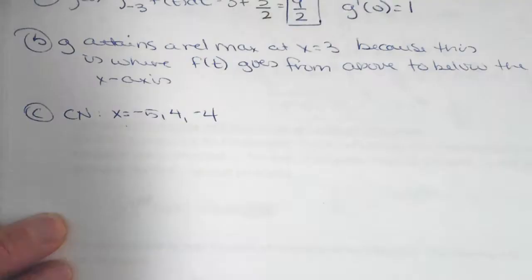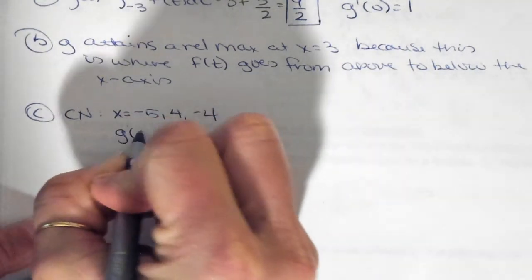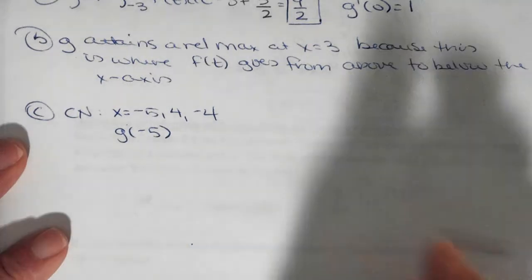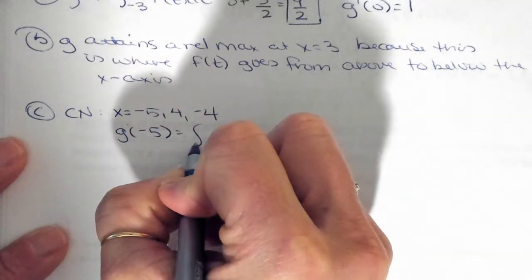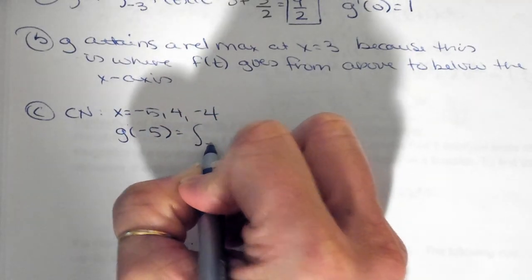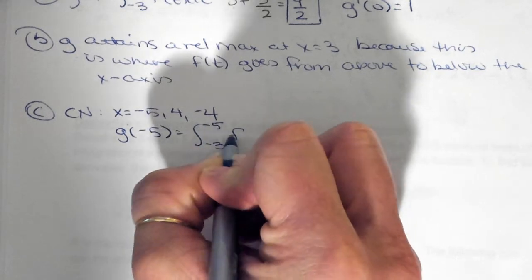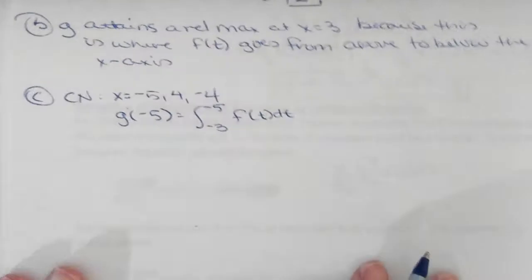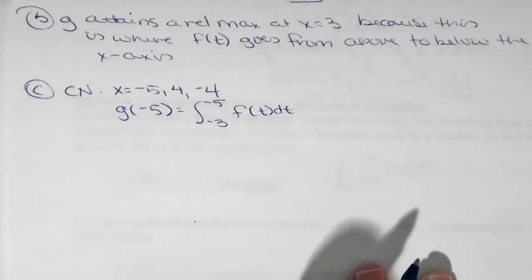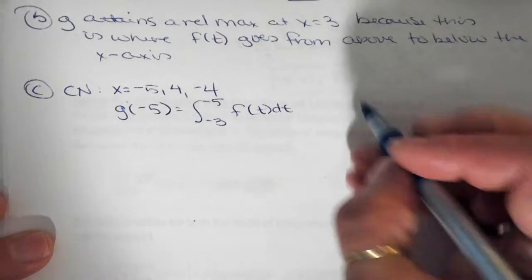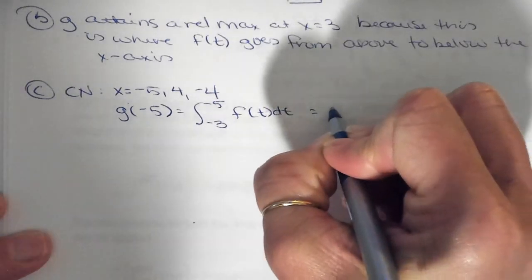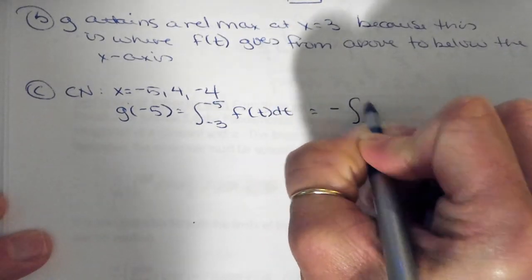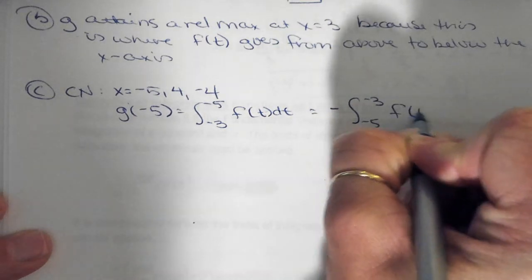So what we're doing is we're going to evaluate G of -5, okay, which means we have the integral from -3 to -5 of f of t dt. What's the first thing you notice about this? I need to flip it over. Okay, so we have the opposite of the integral from -5 to -3 of f of t dt.